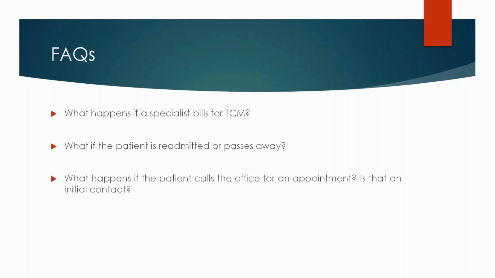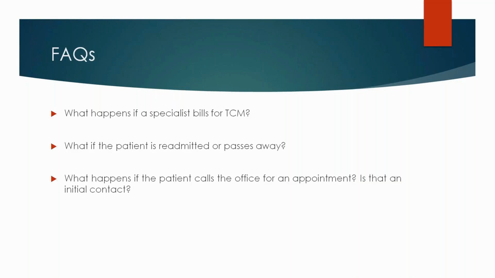So if the patient dies within that 30-day period, you cannot bill for TCM. Now, if you saw the patient during that 30-day period before the patient passed away, you can bill for that under the usual E&M code, but not TCM. Now, if the patient gets readmitted within that 30-day period, you cannot bill for the TCM. You can still bill an E&M code if you saw the patient within those 30 days, but your TCM day count resets to the new discharge date.